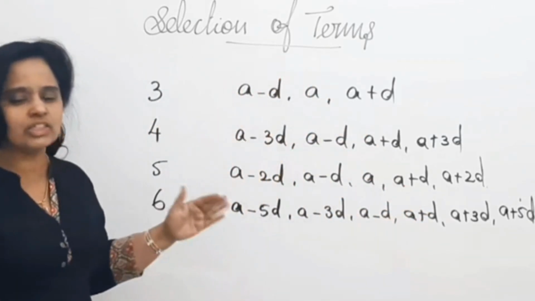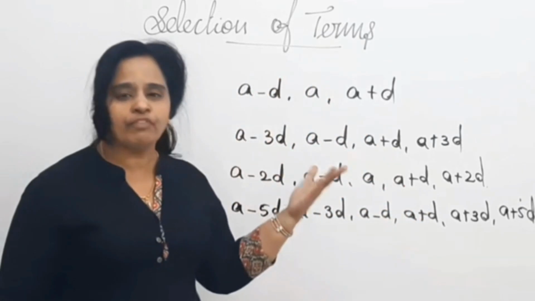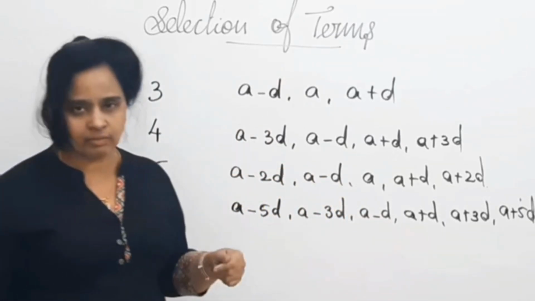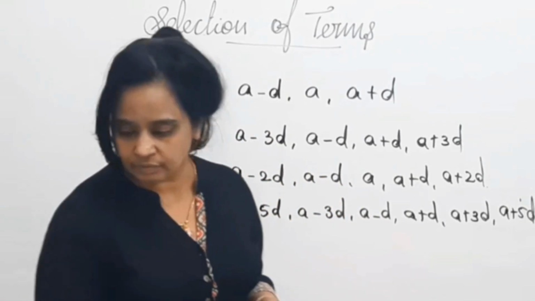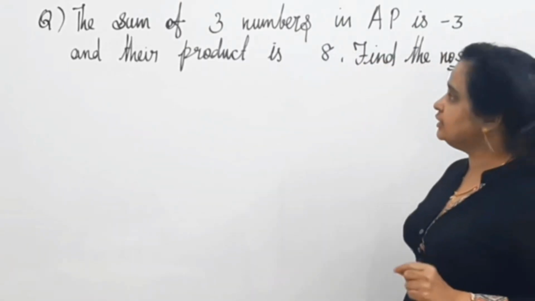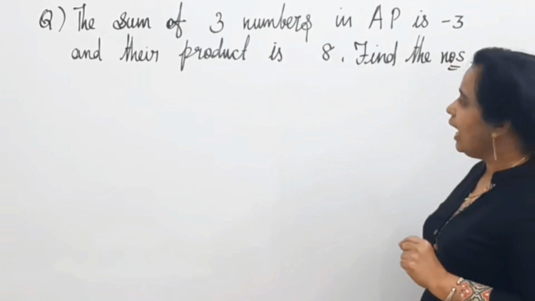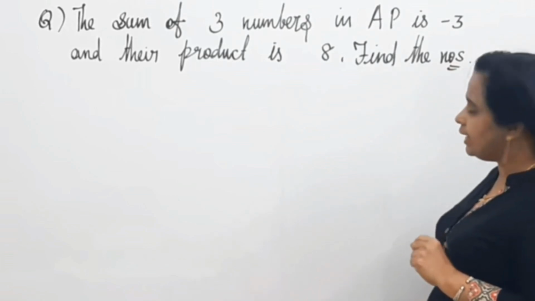So based on this concept, we are going to do few sums to find the required number of terms. Shall we move on to the questions? Children, the question says the sum of 3 numbers in AP is minus 3 and their product is 8.